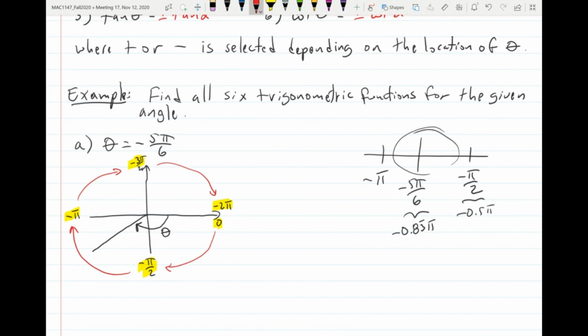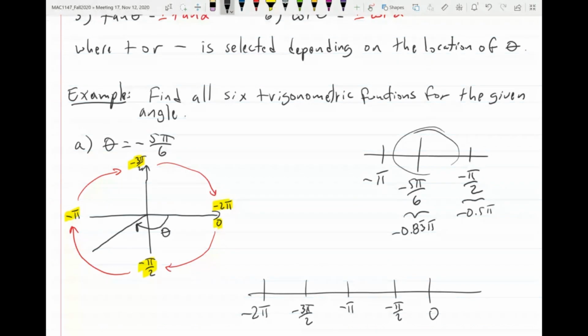Now we want to figure out where this angle is. One way to do this is to look at the number negative 5 pi over 6 and see where it is. So think about the real line now. Here is 0, here is negative 2 pi to the left, and we're basically splitting this into 4 pieces. Those are the 4 quadrants that we have. So negative pi over 2, negative pi, negative 3 pi over 2, and then negative 2 pi. Are you following this?